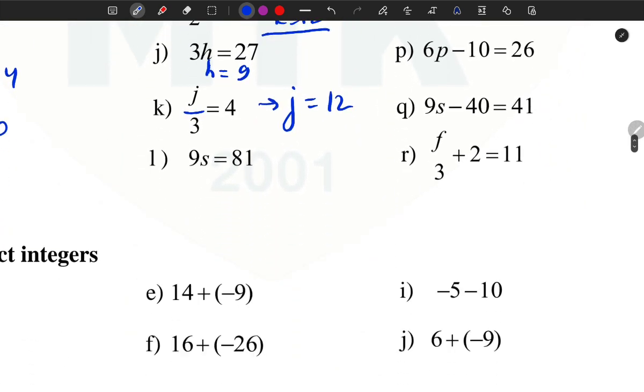Variant L, 9s equals 81. We need to divide each side by 9, and s is 9. We divide 81 by 9, and we get s equal to 9.